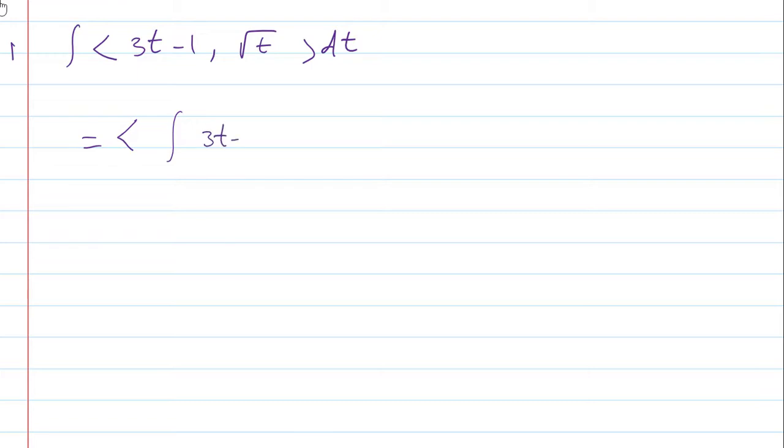Evaluate the given indefinite or definite integrals. So let's have some examples. If we are going to evaluate the integral of the vector valued function with first component 3t minus 1 and second component square root of t dt, then this integral is equal to the vector whose first component is the integral of 3t minus 1 dt, and the second component is the integral of t to the power half dt.